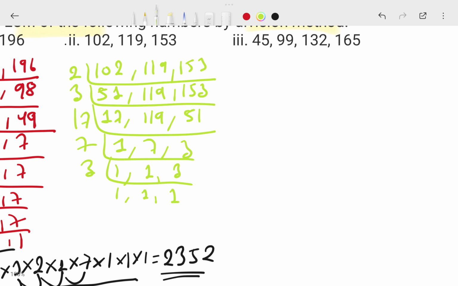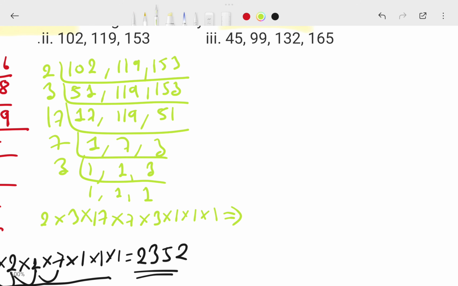Now you multiply all of this. So this is 2 cross 3 cross 17 cross 7 cross 3 cross 1 cross 1 cross 1. You know what the answer is? Let's multiply. 2 cross 3 is 6. 6 cross 17 is 102. 102 times 7 is 714. 714 times 3 is 2142. And 1 into 1 into 1, the answer will be 2142.